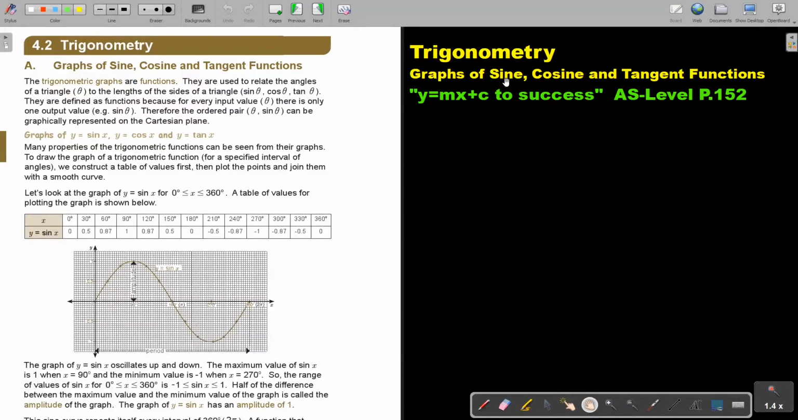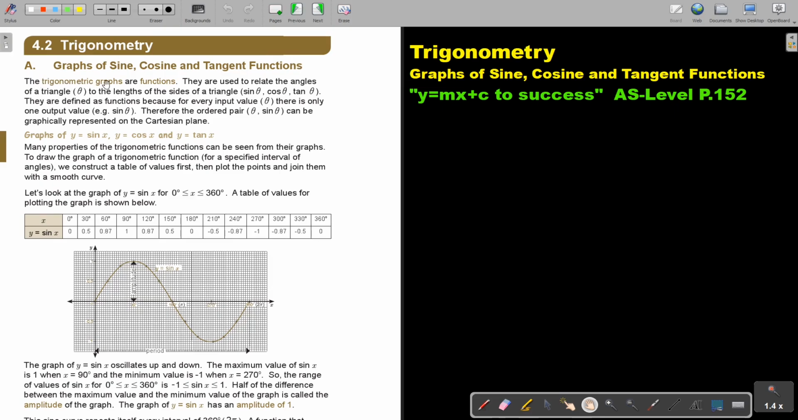Graphs of sine, cosine, and tangent functions. You will find this on page 152 in the Namibian AS-Level Mathematics textbook, y equals mx plus c to success. Graphs of sine, cosine, and tangent functions.